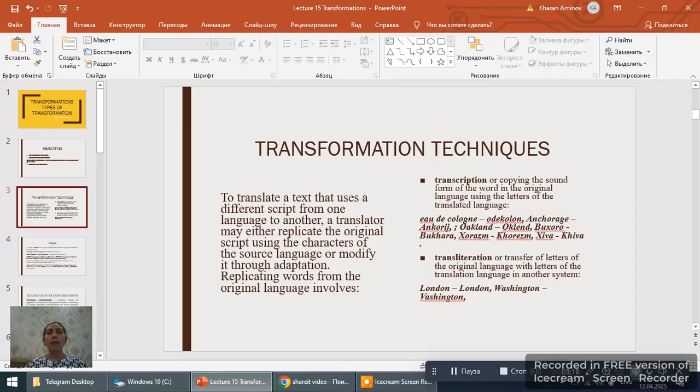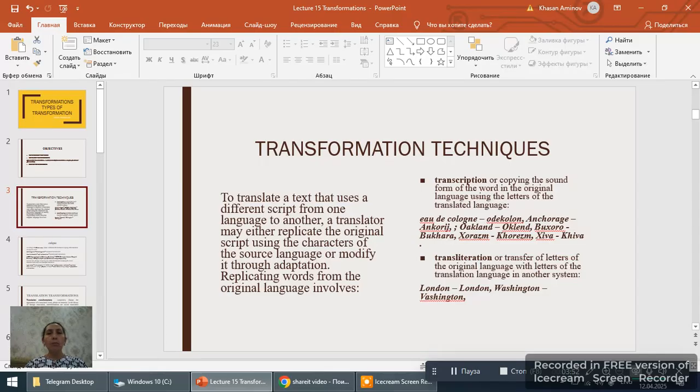Transcription is copying the sound form of the word in the original language using the letters of the translated language. For example, eau de cologne in the source text is rendered as eau de cologne in the target text. Anchorage, the name of a city in the US, is translated into the Uzbek language as Anchorage. Oakland from English is translated as Oakland.